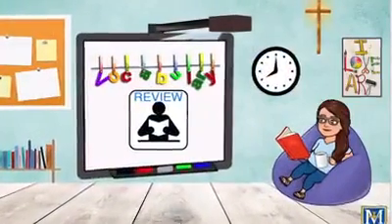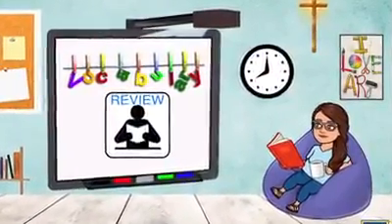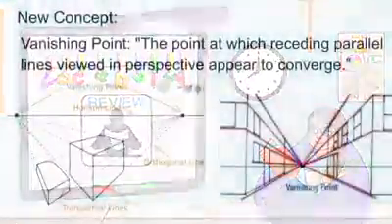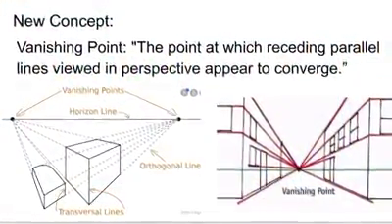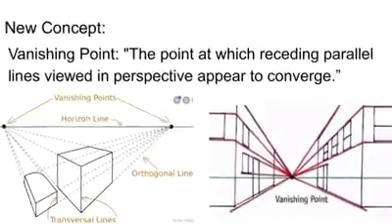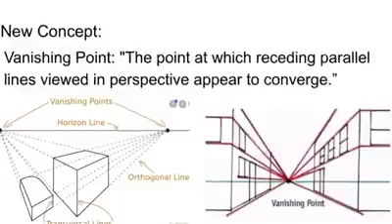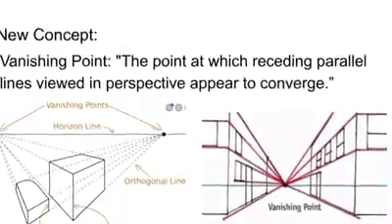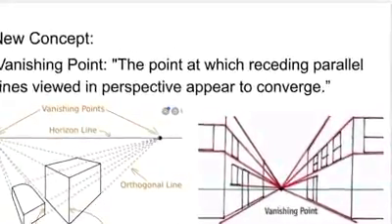Let's take a moment to review some vocabulary terms. Take the art concept of vanishing point. This is defined as the point at which receding parallel lines viewed in perspective appear to converge. Think about it as where everything disappears in the distance.